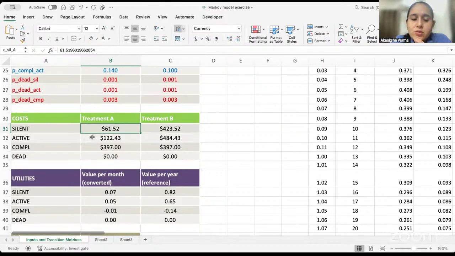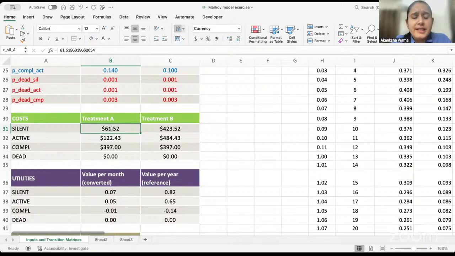Okay, so again, for each health state, you need to look in detail into the literature at how this state is typically managed. Okay, what all healthcare services are given, and then you have to segregate it based on the treatment, where treatment A and B come into the picture, and you have to apply the cost accordingly.